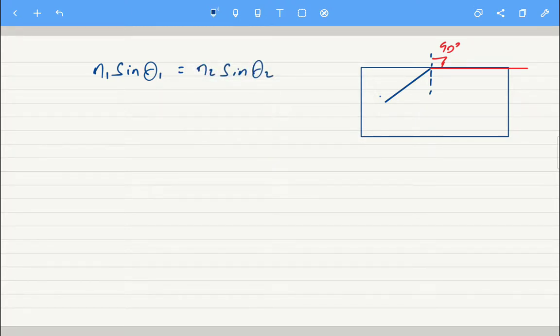is 90 degrees. So knowing that, we've got n1 sine theta c, because the first angle is the critical angle, is equal to n2 sine 90. Sine 90 in your calculator is 1, so it's just equal to n2. So that means that the critical angle, sine theta c, is equal to n2 over n1.